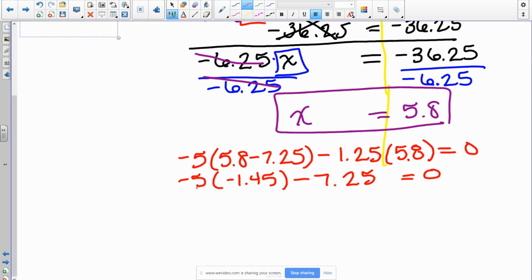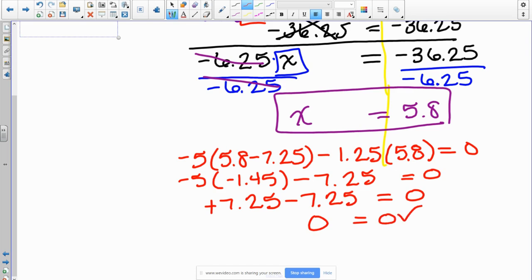I look at it, negative 5 times negative 1.45 is negative 7.25. I'm sorry, that is a positive, because a negative times a negative is a positive. I'm going to subtract that from 7.25, and I'm going to notice that equals 0 now. So 0 equals 0. And I have proved that my x really does equal 5.8.